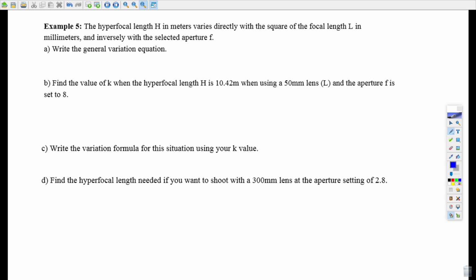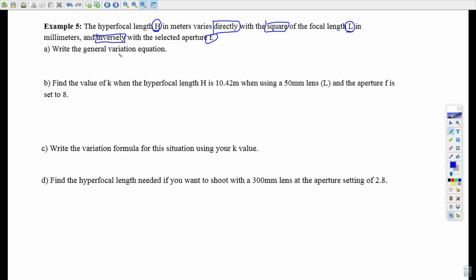So example 5. The hyperfocal length, H, in meters varies directly with the square of the focal length, L. I'll highlight some important things. We have directly, square, L and H in millimeters, and inversely, it's pretty important, with the selected aperture, F. I'll just circle all the important things.